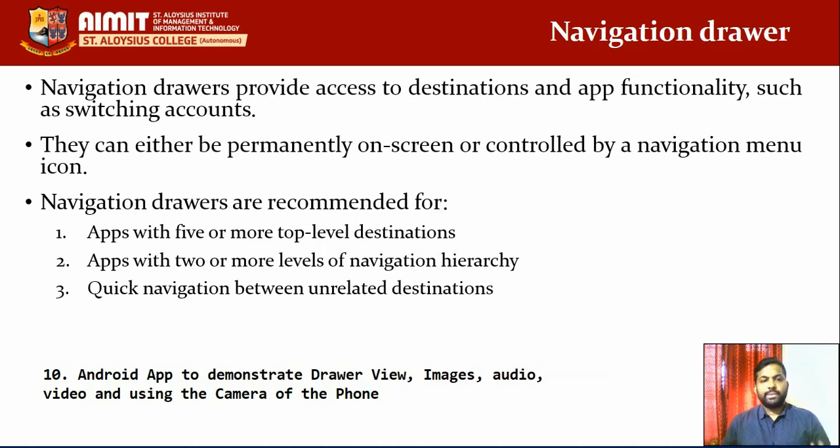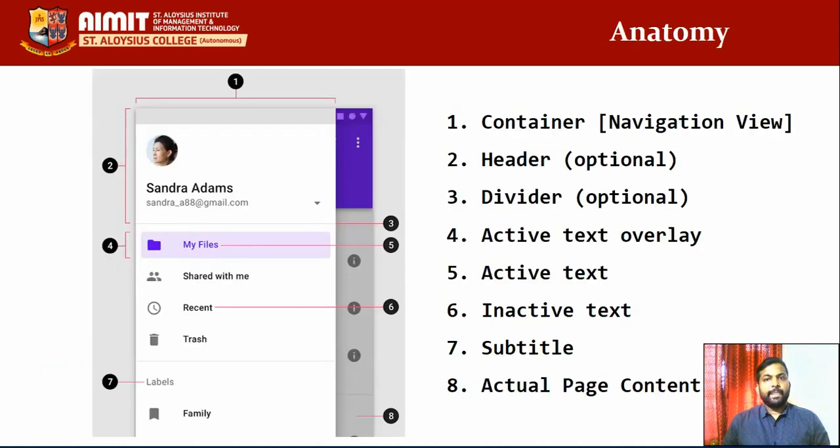And the next one is quick navigation between unrelated destinations. So instead of giving tabs which are not related to each other, we can give a navigation drawer. That's the idea. This is a navigation drawer which you would have seen in almost all apps nowadays, because there is a lot of data to be shown, like for example Play Store, Drive, Gmail, etc. So now this is just an anatomy. I'll just tell you what it comprises of, then we'll be doing this.